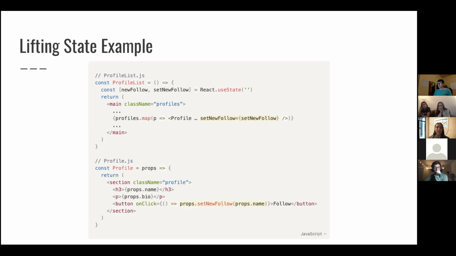Now if you look down at the profile.js component at the bottom, we have a button with an onClick. When this event happens, you can say props.setNewFollow because we've passed that function down as a property. You can call this function, and that function will change the value of the parent state. So this is the only way that you can really pass information from child to parent. You cannot do that using props, but you can have a child set the state of the parent.